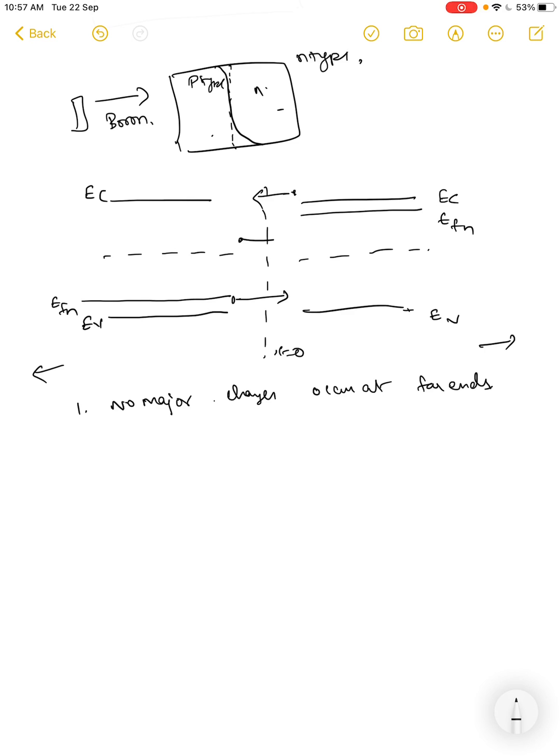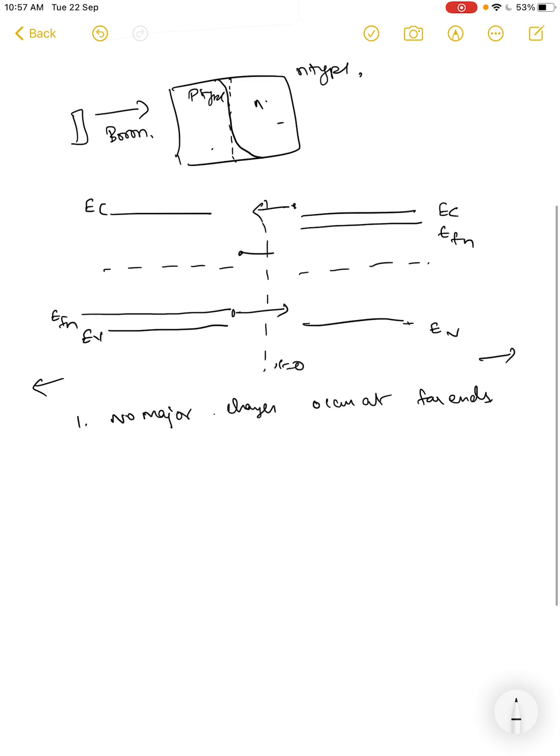So we see that the region to the immediate left of this junction is depleted of holes because the holes have moved from left to right, and the region immediately to the right of this junction is depleted of electrons because the electrons have moved from right to left, right?